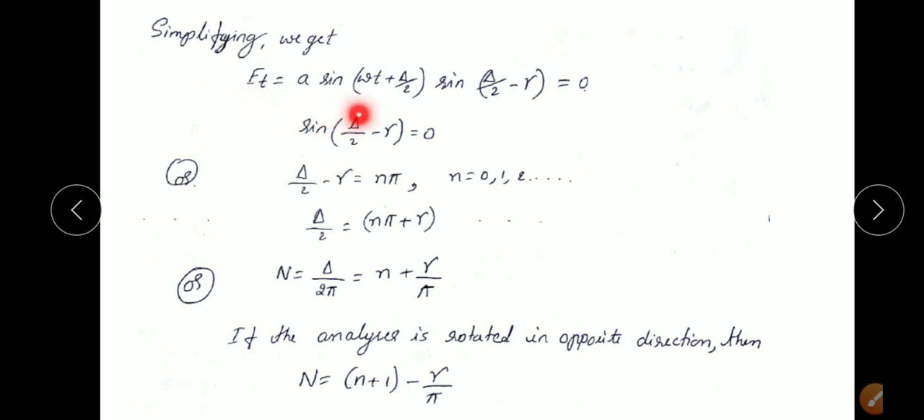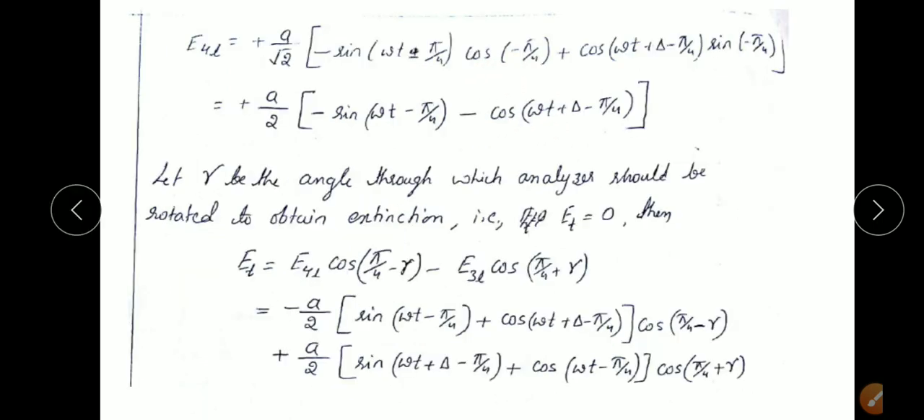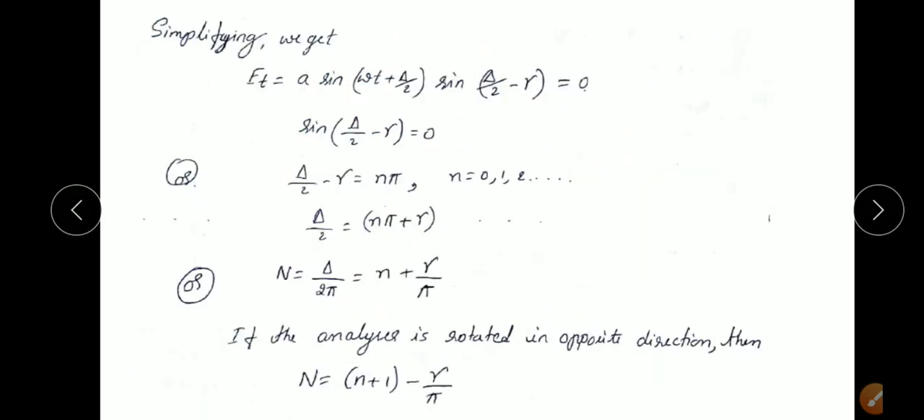It is equal to a sin(ωt + δ/2) sin(δ/2 − γ) equal to 0. So if you fail to remember the earlier equation, you can remember this final equation. It's very important. Et is equal to a sin(ωt + δ/2) sin(δ/2 − γ) equal to 0. This is the extinction equation, where the analyzer is shifted by the angle γ, and this equation is considered.